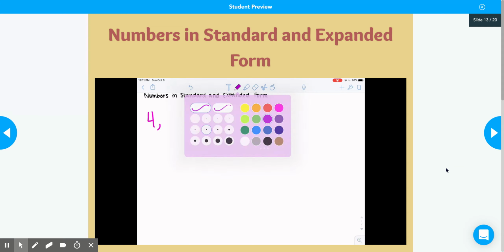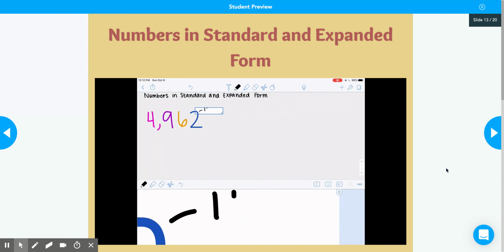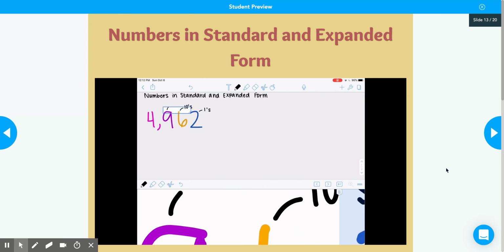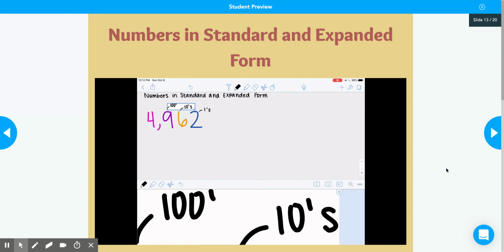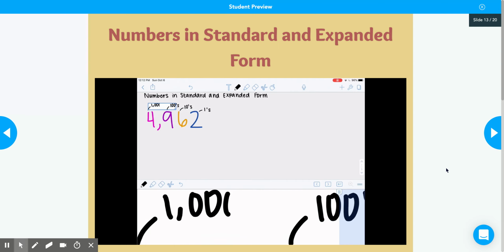Let's start with converting a number from standard form to expanded form. Say we have the number 4,962. Let's think about what place each of these digits are in. The 2 is in the ones place, the 6 is in the tens place, the 9 is in the hundreds place, and the 4 is in the thousands place.